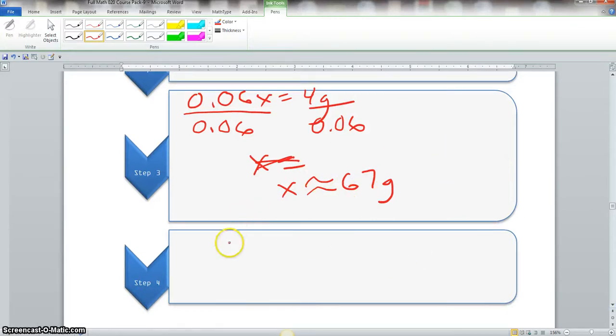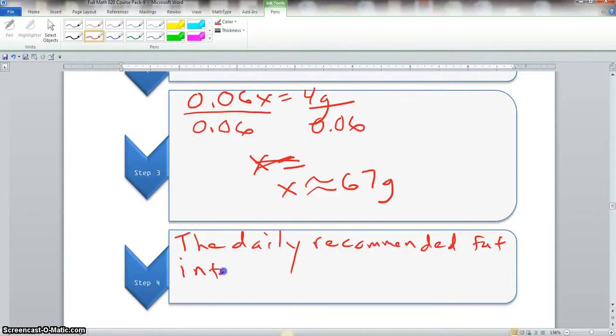So now we'll write this out. So we could say the daily recommended fat intake is about 67 grams. And that's it for that problem.